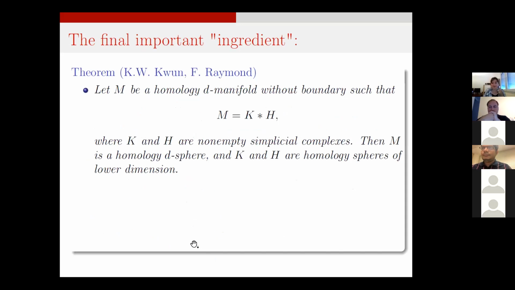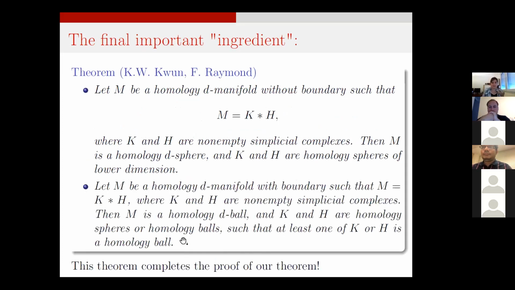And here I can mention that there is another part of this theorem that is just the similar statement for manifolds with boundary. For manifolds with boundary, again, if we have a manifold with boundary that is a join, then that has to be a ball, and these two, K and H, also have to be either spheres or balls, but at least one of them has to be a ball. And that's something that was proved a long time ago. And what I like about this proof is that it combines these combinatorial aspects and these topological things.